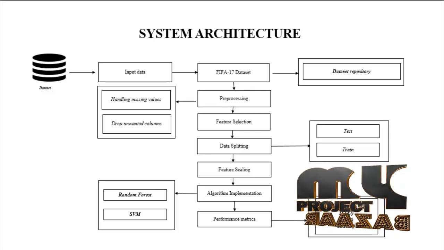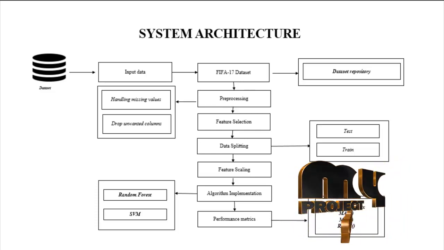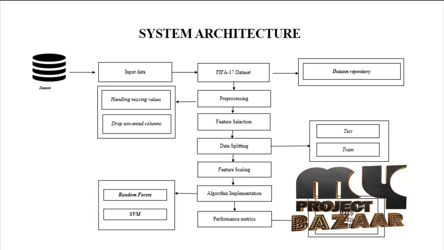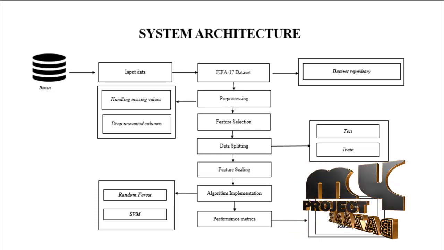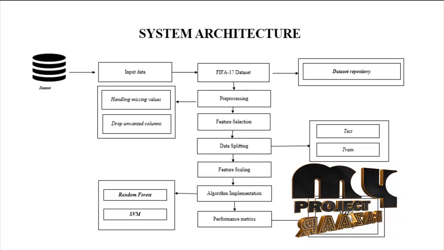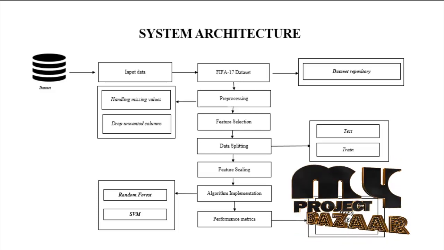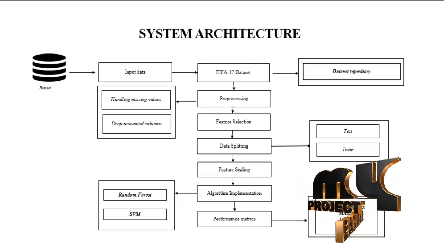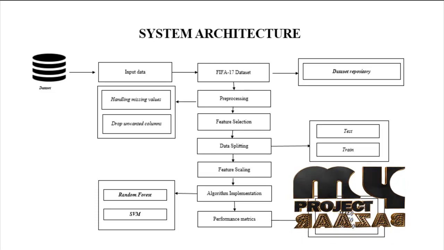After the pre-processing step, we have to select the best features from our data set. We have 57 features in our data set, and these features are reduced using the chi-square algorithm, which is a feature selection algorithm. Here we use the chi-square algorithm to select the best features from our 57 features, and we reduce it to 5 features only.